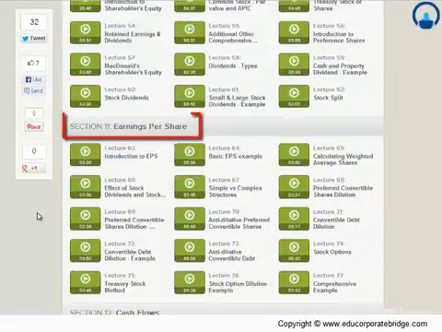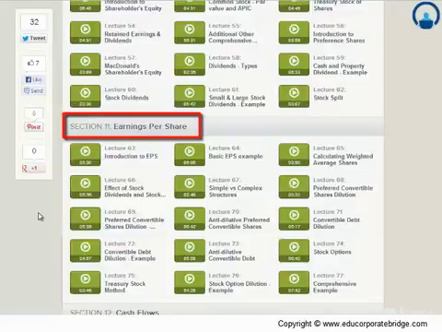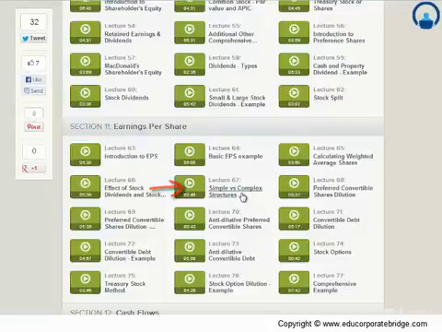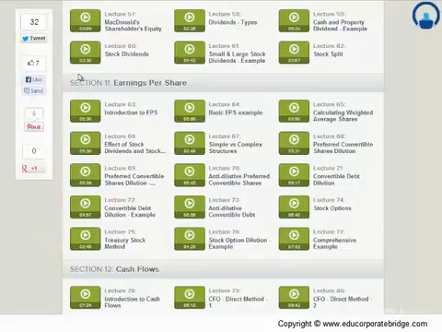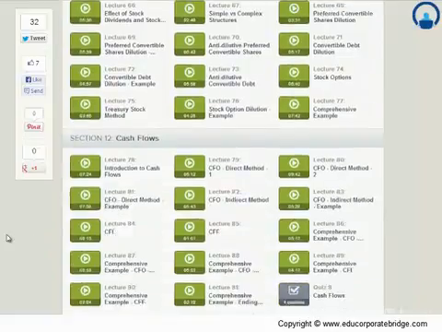A couple of questions will definitely come on earnings per share: what are basic EPS and what are diluted EPS. The difference between simple and complex capital structure is expected for sure. So make sure that you understand these questions and the methodologies. One question definitely on the treasury stock method would come. So it is a very important topic from the point of view of the examinations.